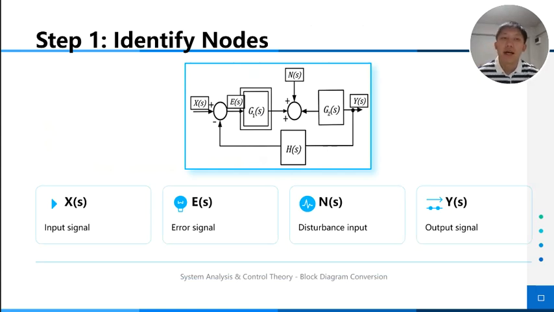Now let's apply the conversion steps to our problem. First, we identify all the key signals in the block diagram and assign each a node. These are XS, the input, ES, the error signal, NS, the disturbance, and YS, the output.